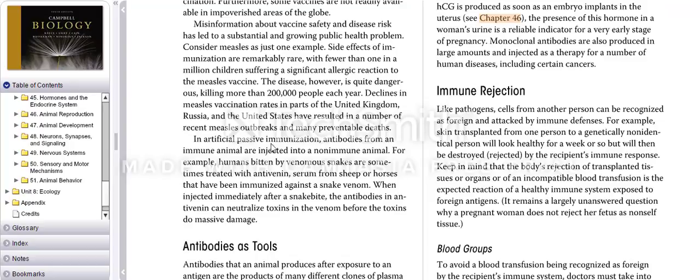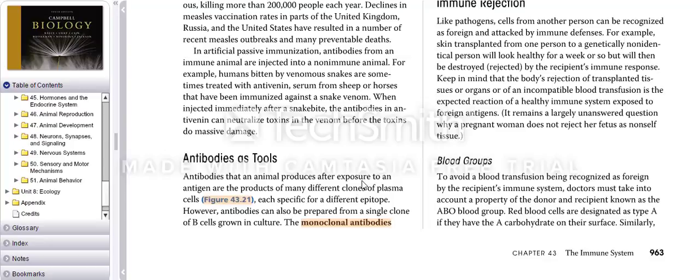Artificial passive immunization. Antibodies from an immune animal are injected into a non-immune animal. So the example it gives is snake venom. When someone's bitten, serum from sheep or horses is injected into the person, and if it's fast enough, the antibodies can neutralize the toxin before they do massive damage to the person.